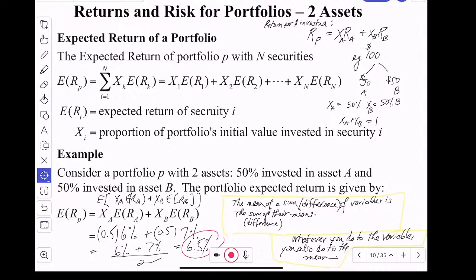The fact is, whatever you do to the variable, you also do to the mean. If you multiply the variable by A, you also multiply the mean by A. So look, every value of the variable RA is being multiplied by 0.5. Then you do the same thing to the mean, because the mean is just another value of the variable. Similarly, whatever you do to the variable, you also do to the mean. That's why you multiply here.